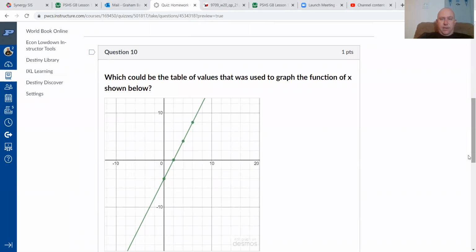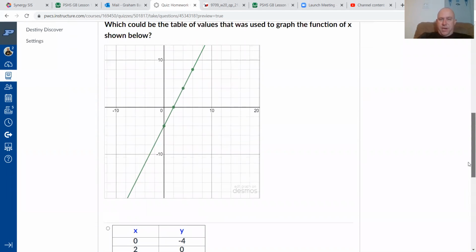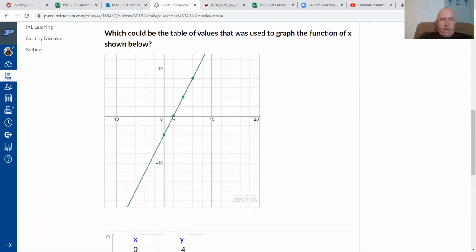Which could be the table of values which was used to graph the function shown below? So we're really just reading off coordinates here. Now, if this was a Desmos, and it is, you can actually just click on these points here, and that would tell you what they are. Possibly for the SOL, not sure it necessarily would be that, so you'd have to kind of look at the scale. So I can see that it goes up to 10, but there's 5 squares. So I know this goes 2, 4, 6, 8, 10. And same for the y-axis. I can see it goes 2, 4, 6, 8, 10.